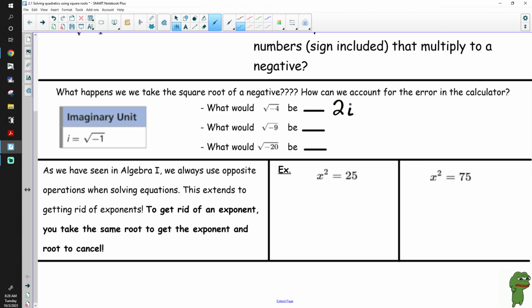And now, there's one thing I also would like to talk about here when we get down a little farther. What about the square root of -9? 3i. And what about the square root of -20?